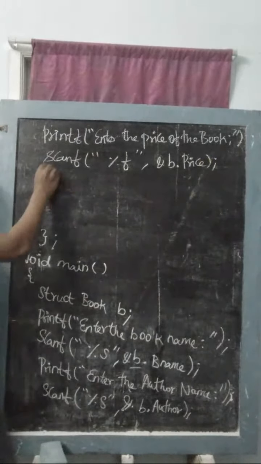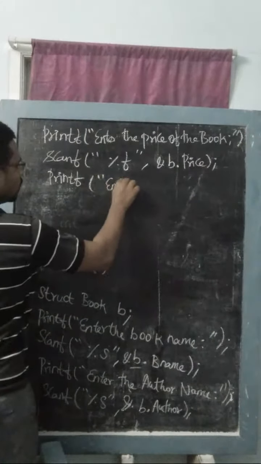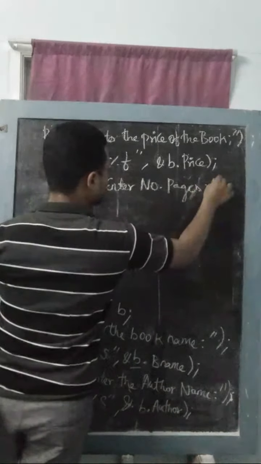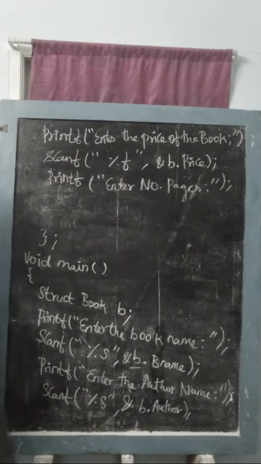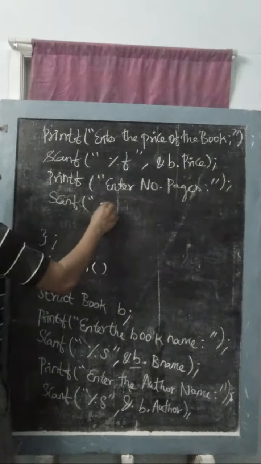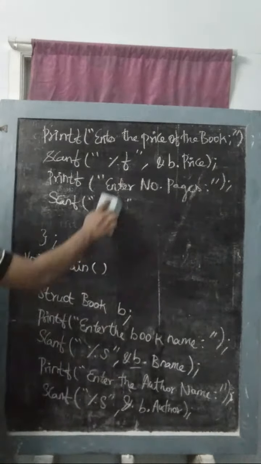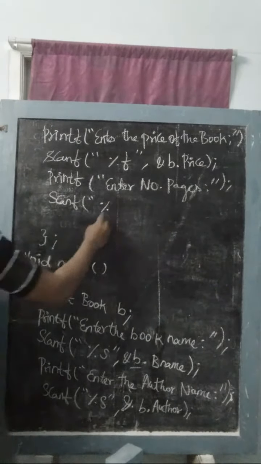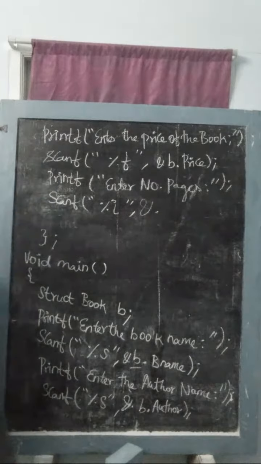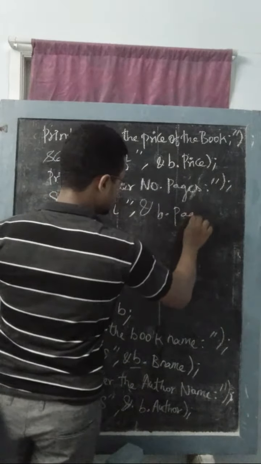And what is the next thing? Printf, enter the number of pages. The page number we declare under the category of integer. So we have to write scanf percentage d, or we can write percentage i. I'm just using percentage i here, and then address of B dot pages. Okay.